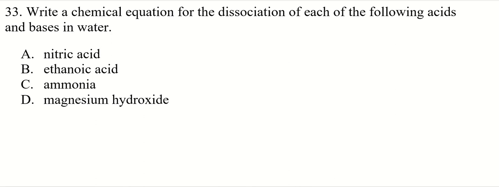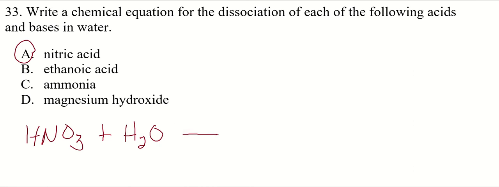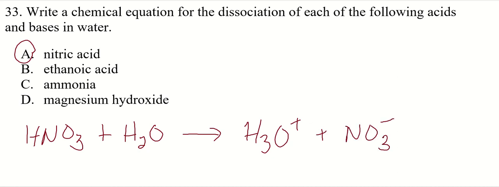Let's write the chemical equation for the dissociation of each of the following acids and bases in water. All right, A, nitric acid is one of the 7 strong acids, and that is HNO3. Because it's a strong acid, when we put that in water, it's going to completely dissociate, so we'll just use an arrow to the right. In essence, 100% will be these hydrogen ions and nitrate anions. So there it is for A.